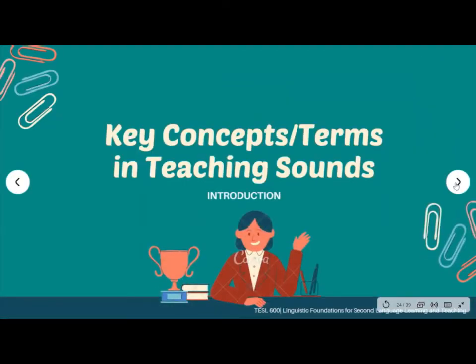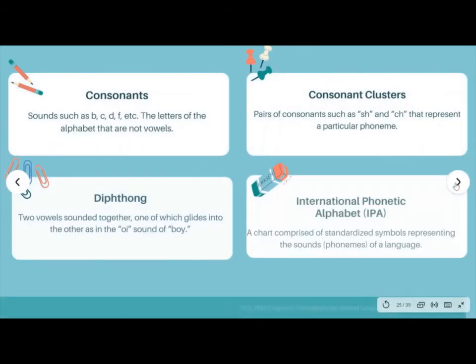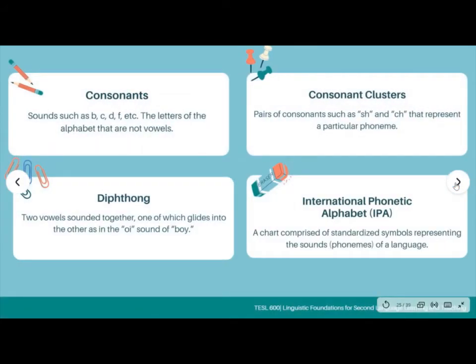So the key concept terms in teaching sounds, and all of you are familiar with it, but let's have a brief review about it. So, consonants such as B, C, D, F, etc. These are the letters of the alphabet that are not vowels. The consonants are produced by some constriction of the air passages in the production of the sound.